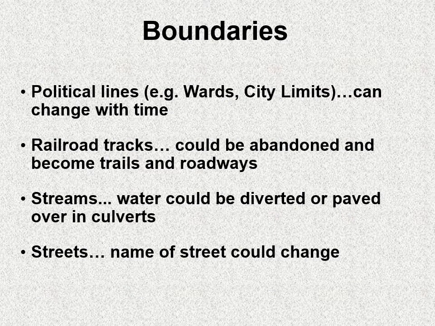Those boundaries are interesting. Many of them cannot be found today because they were political lines that changed with time. Railroad tracks can be abandoned and become trails or roadways. Streams can be diverted or paved over. And streets, their names can be changed.